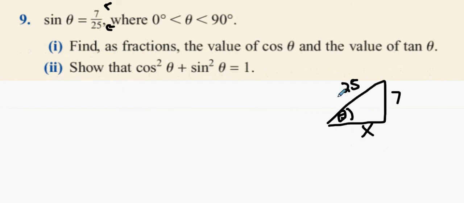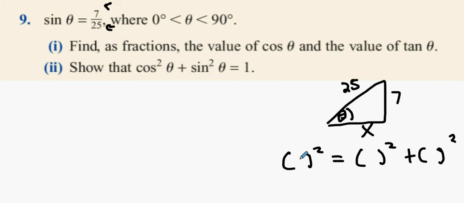Pythagoras' theorem: the longest side squared equals the other two sides squared and added together. So how do we do that? 25 squared equals 7 squared plus x squared. 625 equals 49 plus x squared.